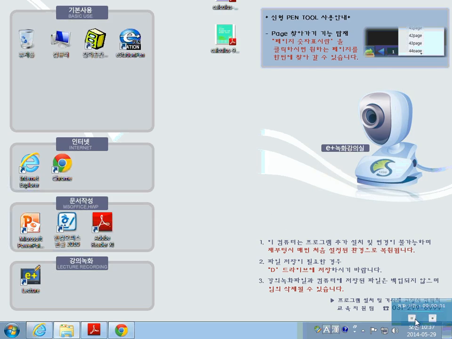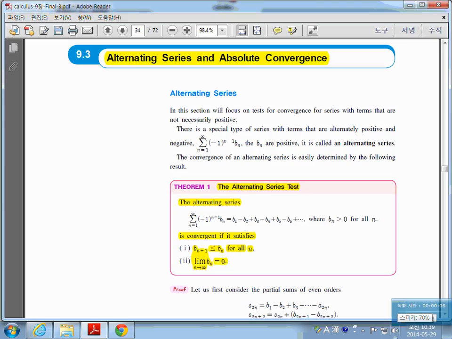Okay. We continue with section 9.3, alternating series and absolute convergence.